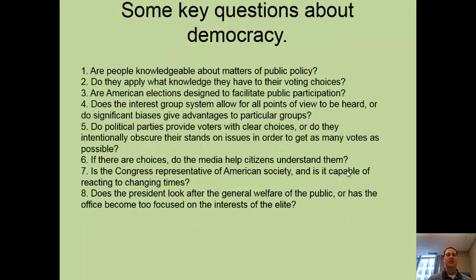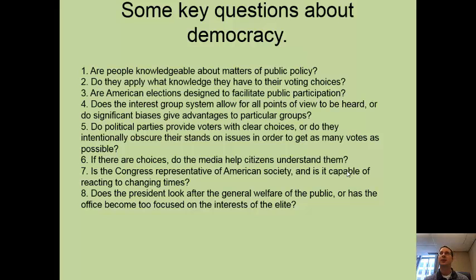Okay, so again, some key questions asked about democracy, and you may see these in some of your discussion questions that will pop up on your discussion forums pretty soon. We already talked a little bit. Are people knowledgeable about public policy? Do they apply their knowledge to voting choices?